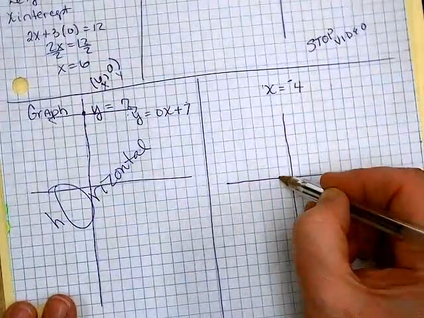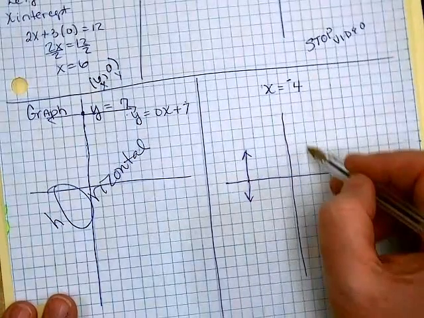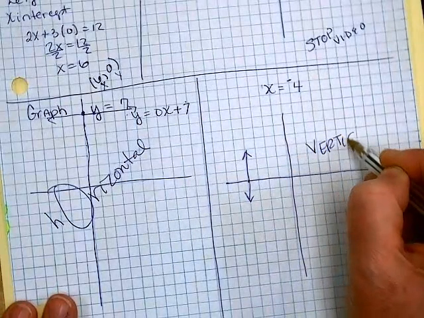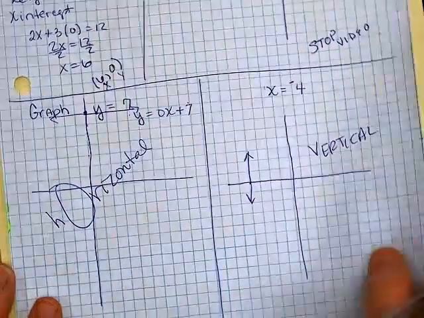X is equal to negative 4. So that's a vertical line, where x is negative 4. Just a reminder about those.